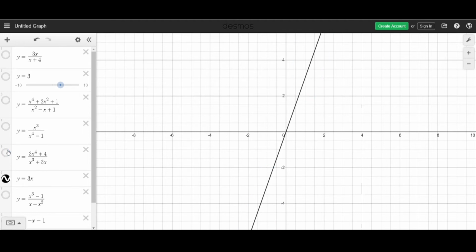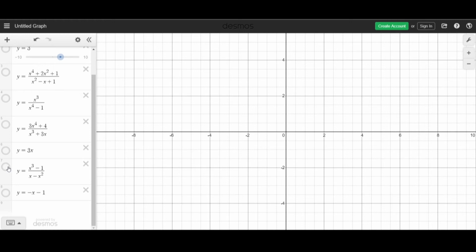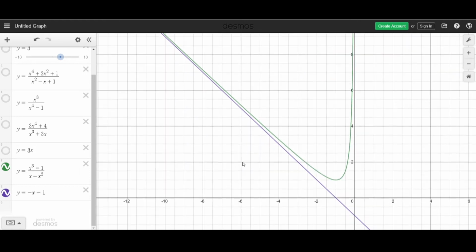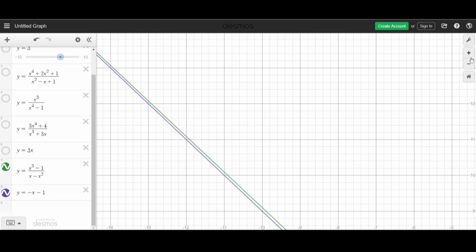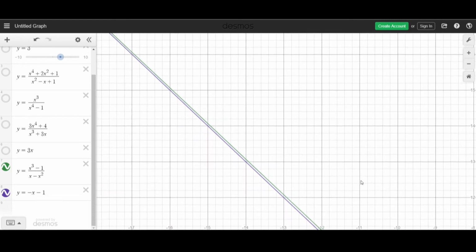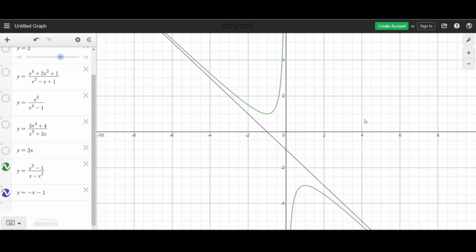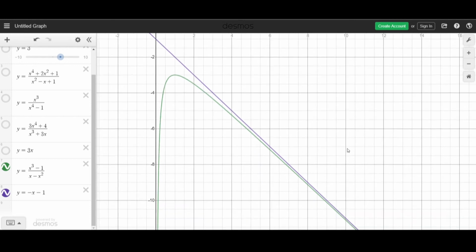And then for our last one, here is the graph of our last one, and we had an oblique asymptote. It looks really nice with this one as it's approaching it but not crossing it in both directions.